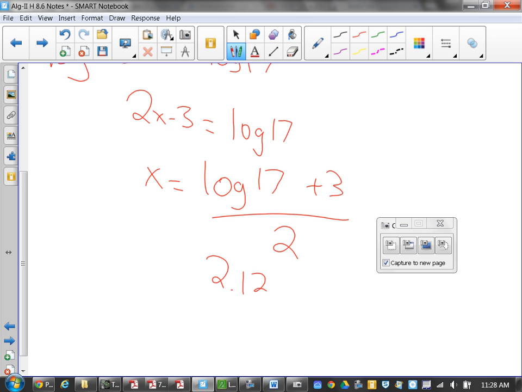I got different answers. Did you get close parentheses, or did you get like a 2.73? If you hit enter too many times, you can't have it as 17 plus 3. It's 17, close parentheses, plus 3, because it's the log of 17 plus 3. What you did there was log of 20.